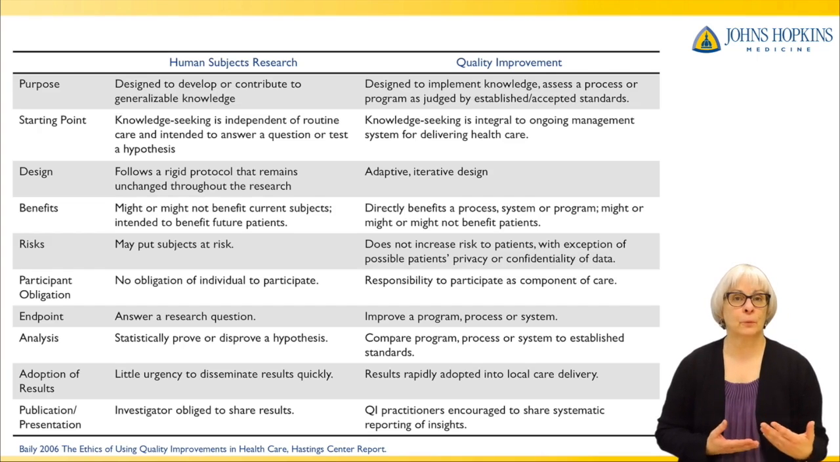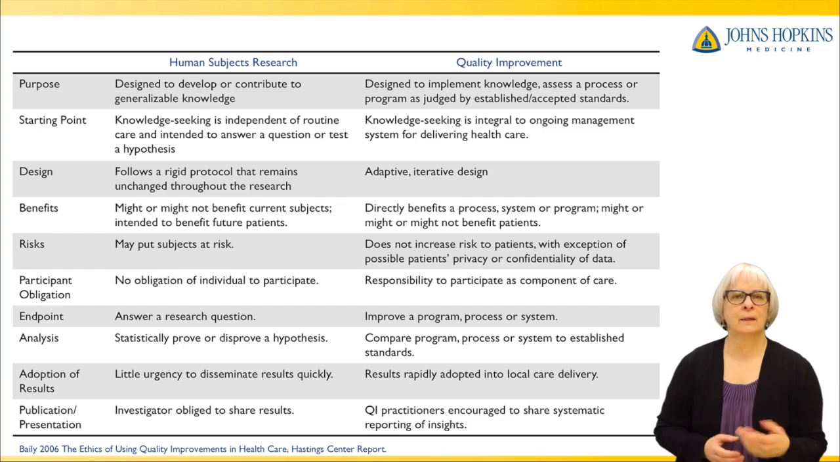Where is the starting point for your research? When you're doing human subjects research, you're going to do a lot of background research, trying to come up with your question and your hypothesis so that what you're developing is being done to answer that question. Whereas in quality improvement, the knowledge seeking is really being done to understand how you can change care within the system in which you work.